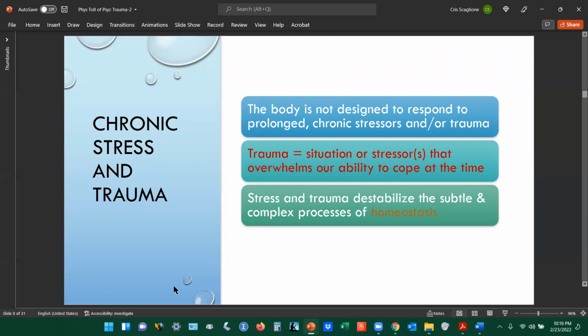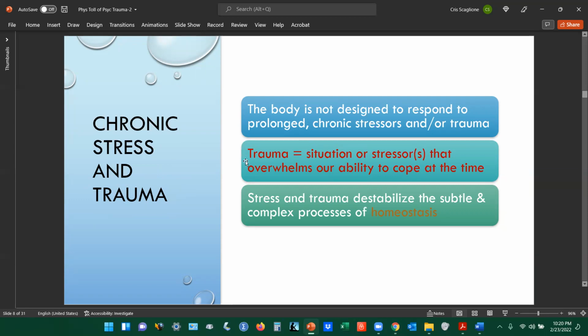The difficulty occurs with people who are exposed to high levels of chronic stress or trauma. Our body is not designed to be in this emergency state for prolonged periods of time. I also want to be relatively clear about how I'm going to be defining trauma. There's a tendency now to refer to many things as traumas that are actually simply stressors. But a good universal definition of trauma is it is a situation or stressor that, at the time at least, completely overwhelms our ability to cope.